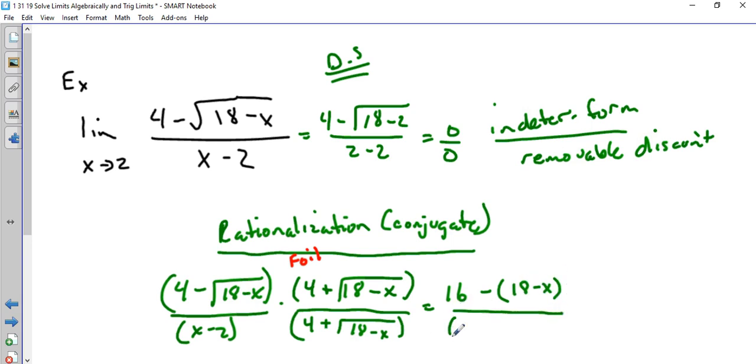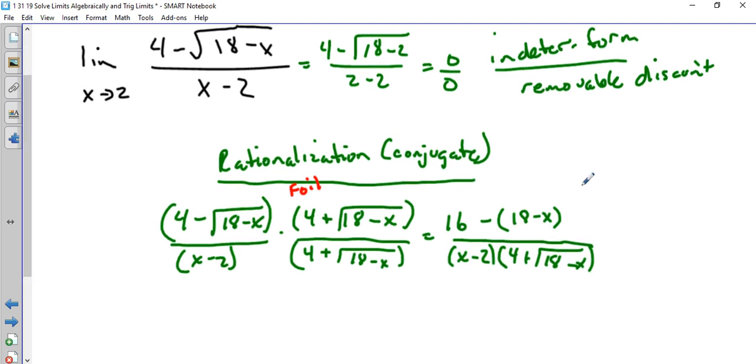All over, do not FOIL this through. No need, because x minus 2 will cancel out. If it doesn't, then we screwed up. All right, algebra. I know this. And you will too. I hope. No, you will. So when we got this right here, make sure you distribute the negatives through here and here.